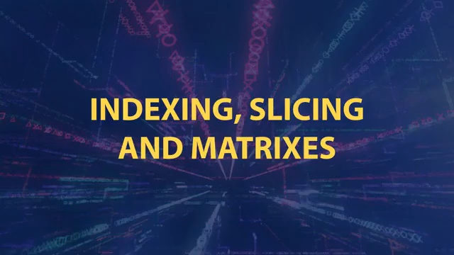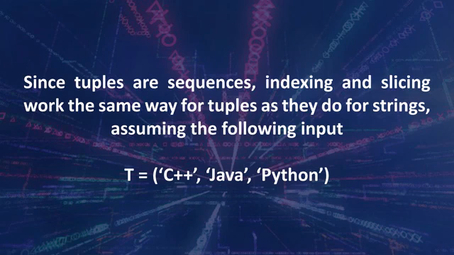Now let's talk about indexing, slicing, and matrices. Since tuples are sequences, indexing and slicing work the same way for tuples as they do for strings, assuming the following input. So T is equal to the strings C++, Java, and Python. Remember this tuple because we're going to use it as an example.